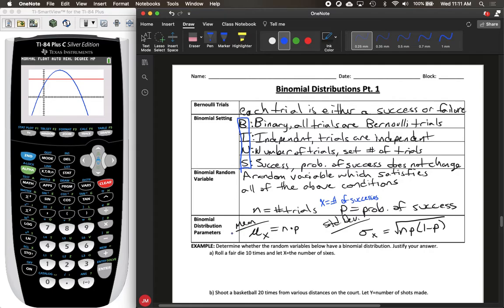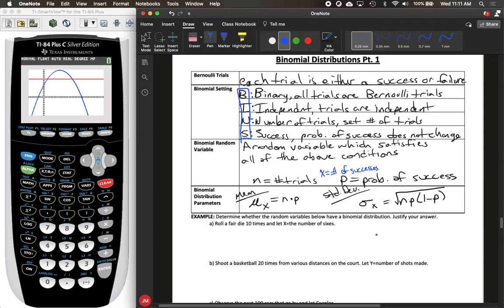In order to find the mean and standard deviation, we've got a couple of formulas. For the mean, or mu of X, we take N multiplied by P. And for standard deviation, we take N multiplied by P, multiplied by 1 minus P, and take the square root of that. So let's work through a few examples.